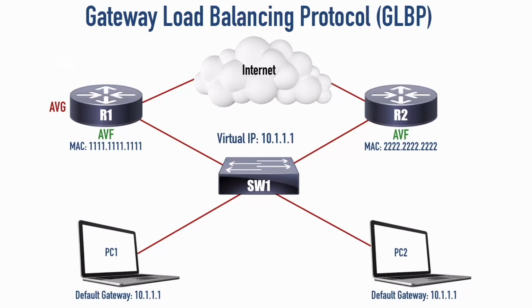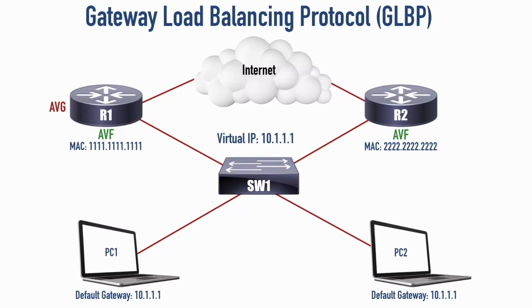PC2 is now going to ask the same question of our AVG. It's going to say, hey, what's the MAC address of 10.1.1.1? But this time the response is different. This time it says, oh, that's the all2's MAC address, which is R2. That means when PC1 wants to get out to the internet, it's going to be going to the all1's MAC address of R1. And when PC2 wants to get out to the internet, yeah, you guessed it, it's going to go via R2's MAC address, the all2's MAC address. That's the distinction between HSRP, VRRP, and GLBP.